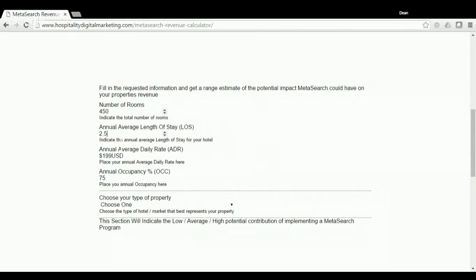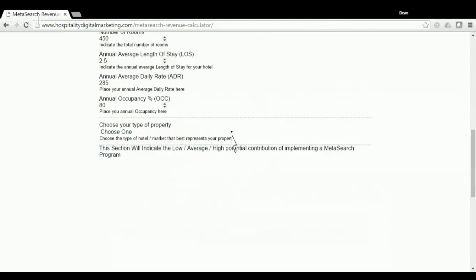My average length of stay, well, let's go ahead and leave it at 2.5. That's pretty good. Let's say that my average daily rate is about $285. My occupancy runs at about 80%. And then what type of a property am I? Now, we certainly don't have every single type of property covered in here. These were some that we put together based on a sampling of data. And by the way, this is by no means supposed to be an absolute, definitive, accurate number. This is a good sampling of data that we used, but we encourage you to talk with us and we can get a better example for your revenue expectations.